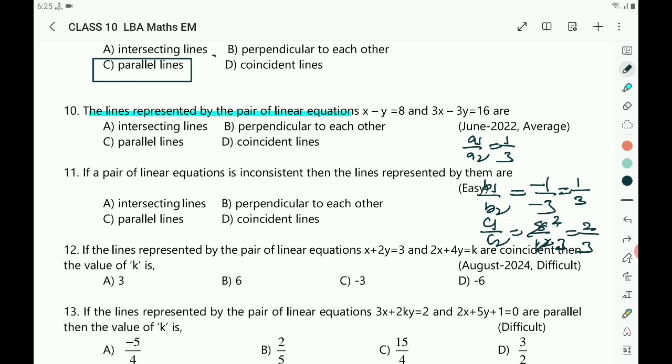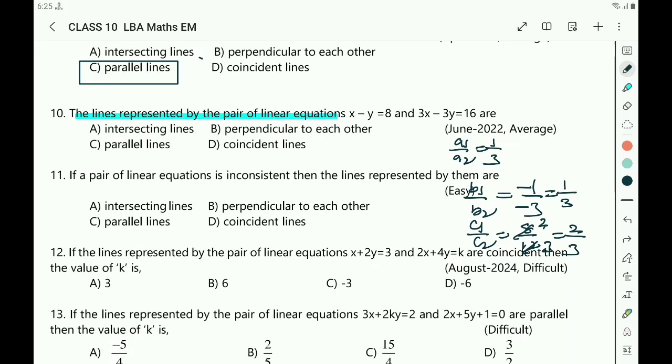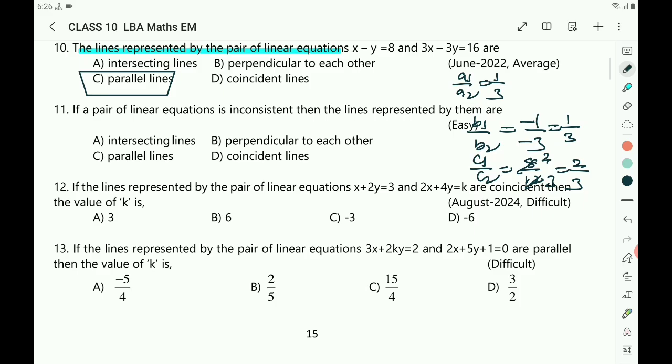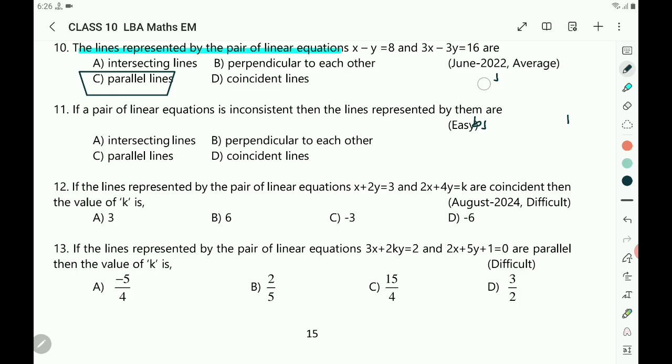In that case, the equations are not having any solution. The lines representing them are parallel lines. So write: lines are parallel lines as they are having no solution, and A1 by A2 equals B1 by B2 not equals to C1 by C2. Then you take the next question, 11th question. What is that question?